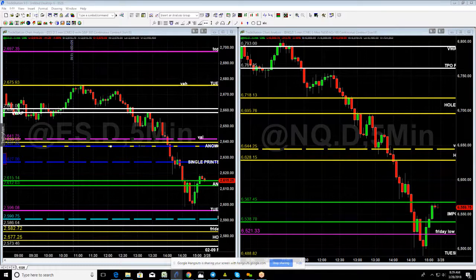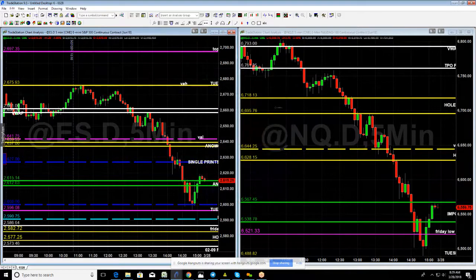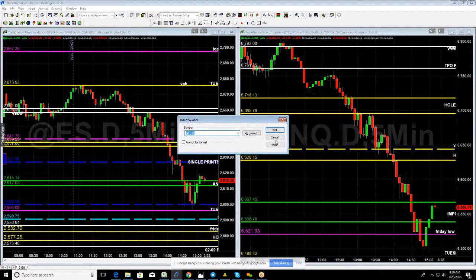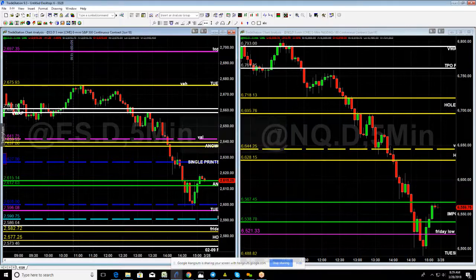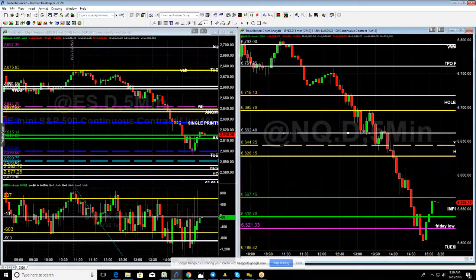26, 27. Format. 2600. Okay. Insert symbol. Tick plot. There we go. NQ. Color, blue, style, dashed. And then Globex high was 65.82 and a quarter.